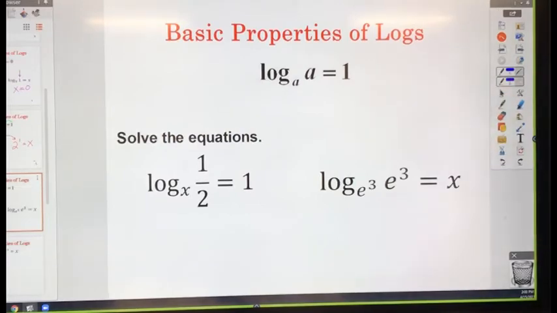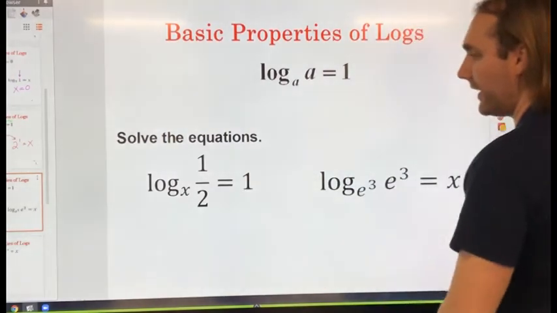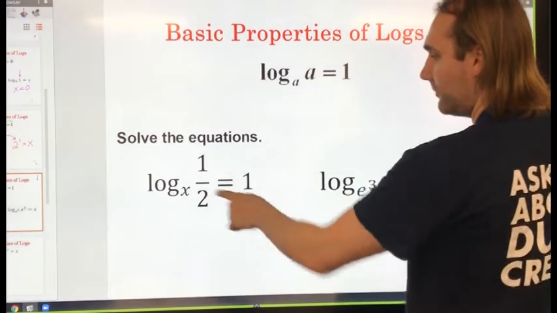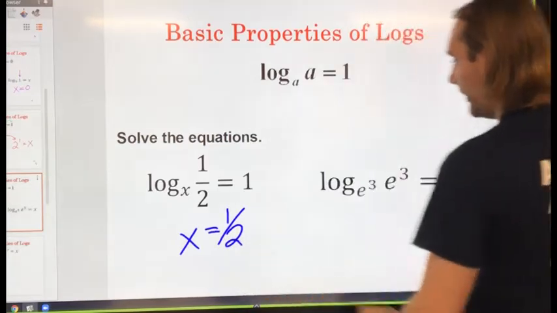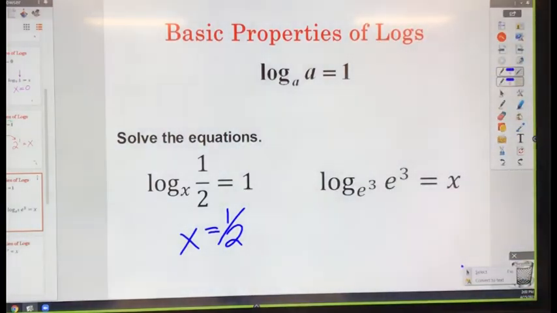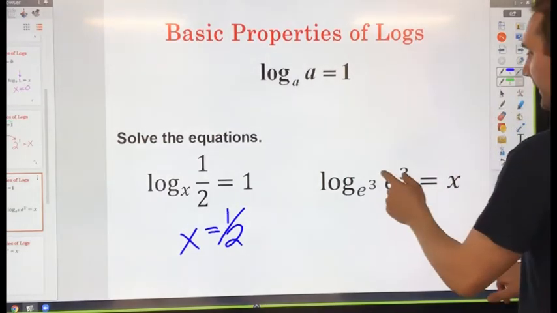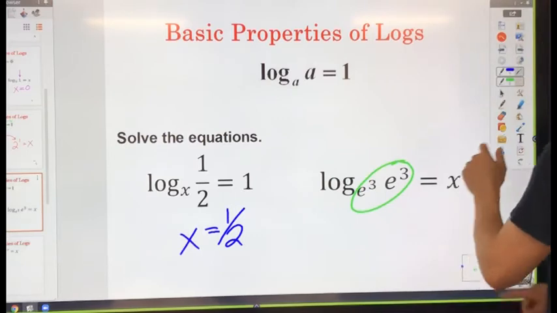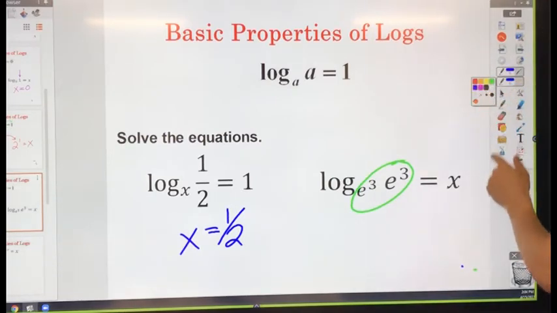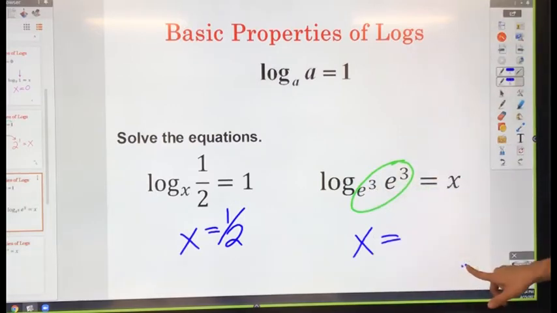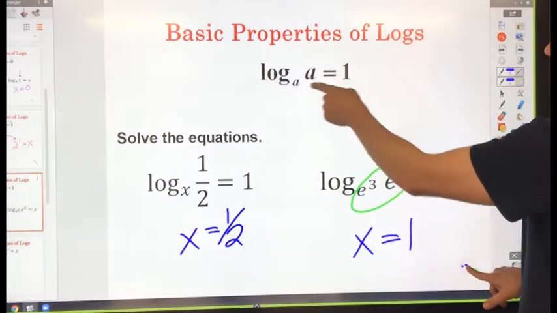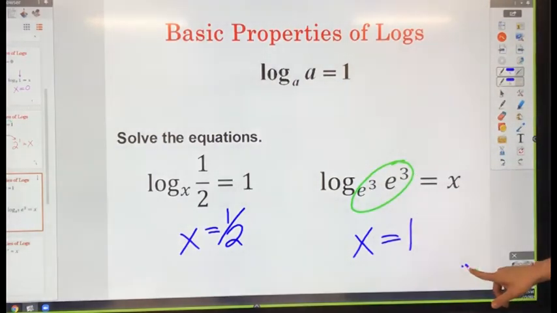All right, what's the first one? Log base x of 1/2 equals 1. I notice my log equals 1, so then x must equal 1/2. Very good. Next, log base e of e to the 3 equals x. These two are paired up in the same value, which means x equals what? One. Yep, based on our rule, if a equals a, then x is 1.